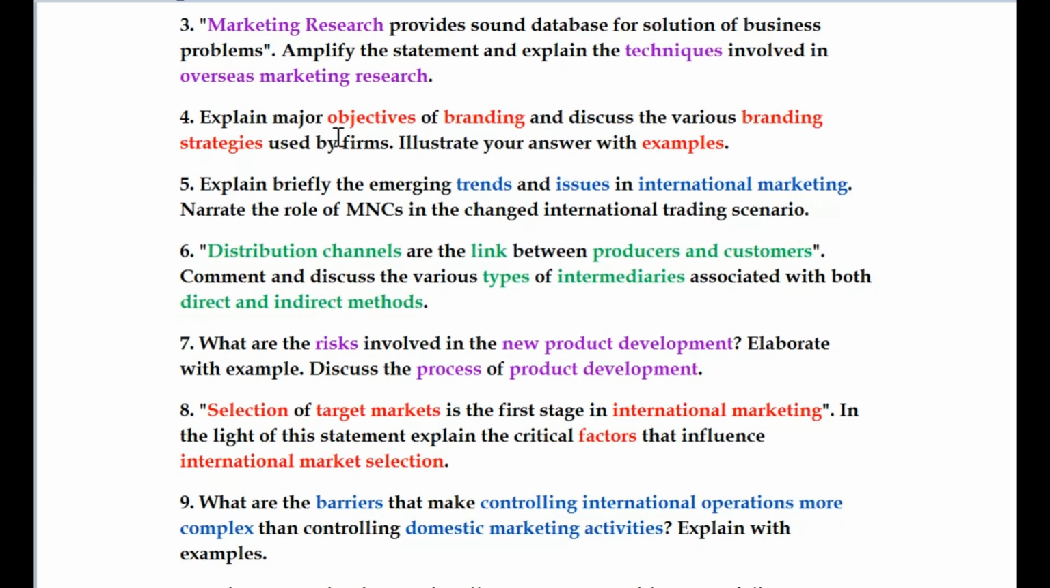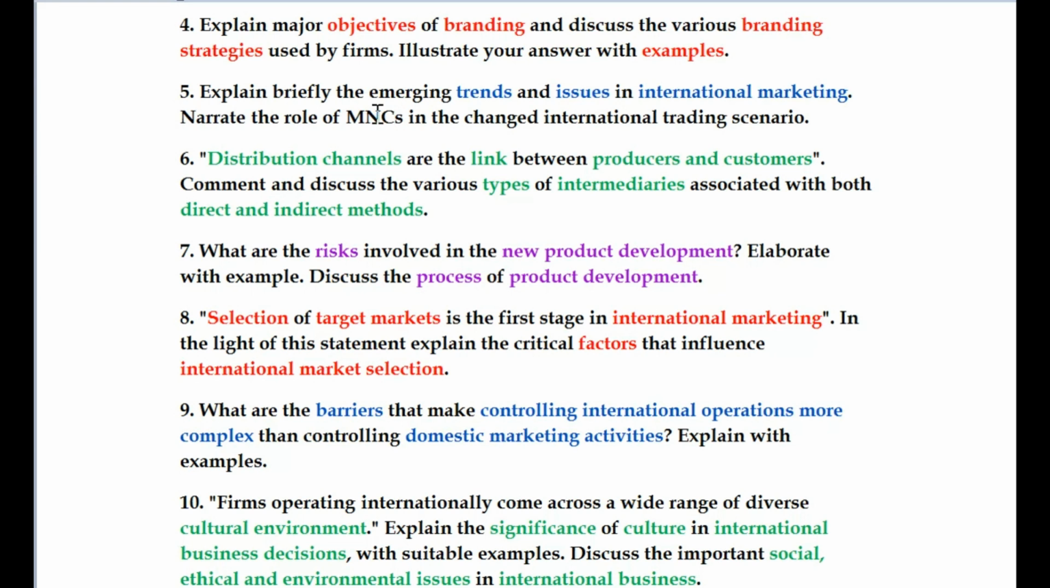The fourth question is on objectives of branding and what are the various branding strategies used by firms, and explain your answer with examples. The fifth question is on emerging trends and issues in international marketing. The sixth question is on distribution channels, which are the link between producers and customers.